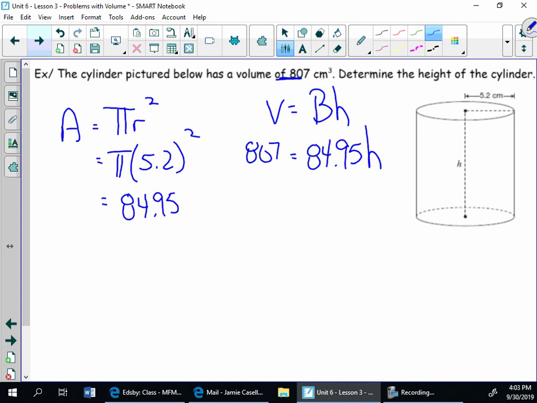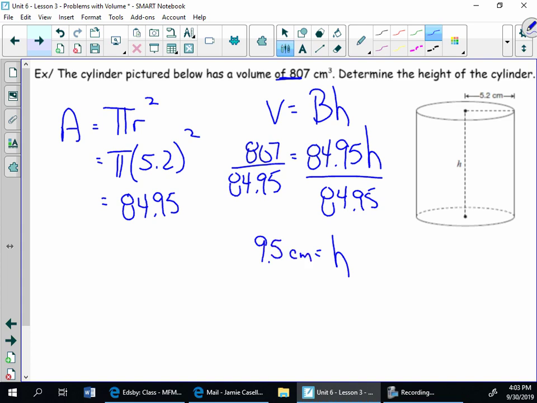I want to get h by itself. So I've got to divide out the 84.95. Whatever I do to one side, do to the other. And I end up with approximately 9.5 centimeters when I divide.